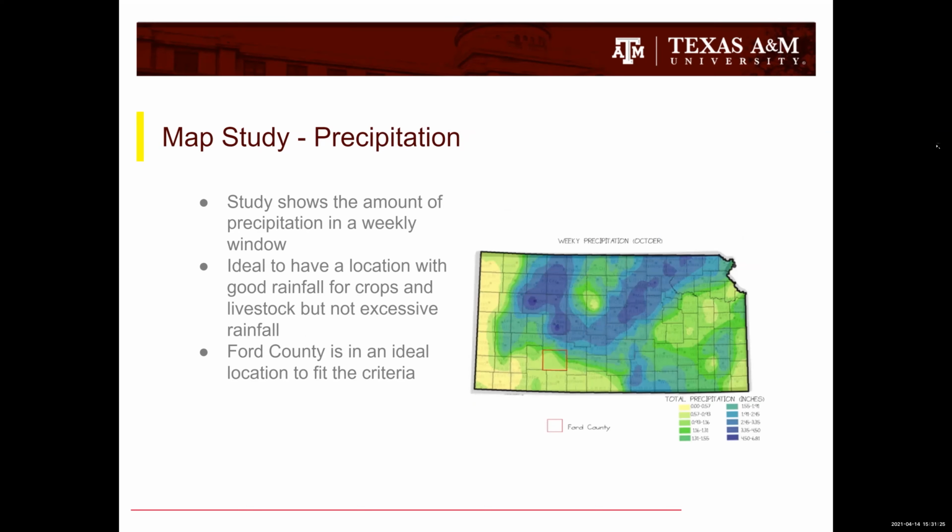The second component of our study was precipitation. We wanted to choose a location that didn't necessarily have a lot of rainfall, but some rainfall, because we wanted to implement crops and crop fields for our design.